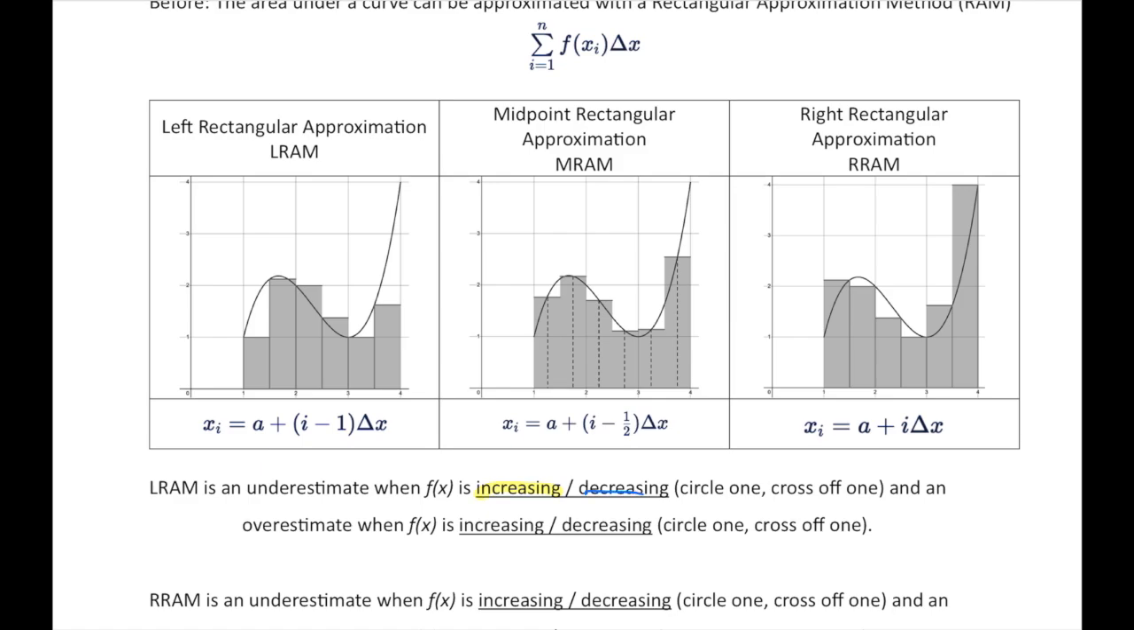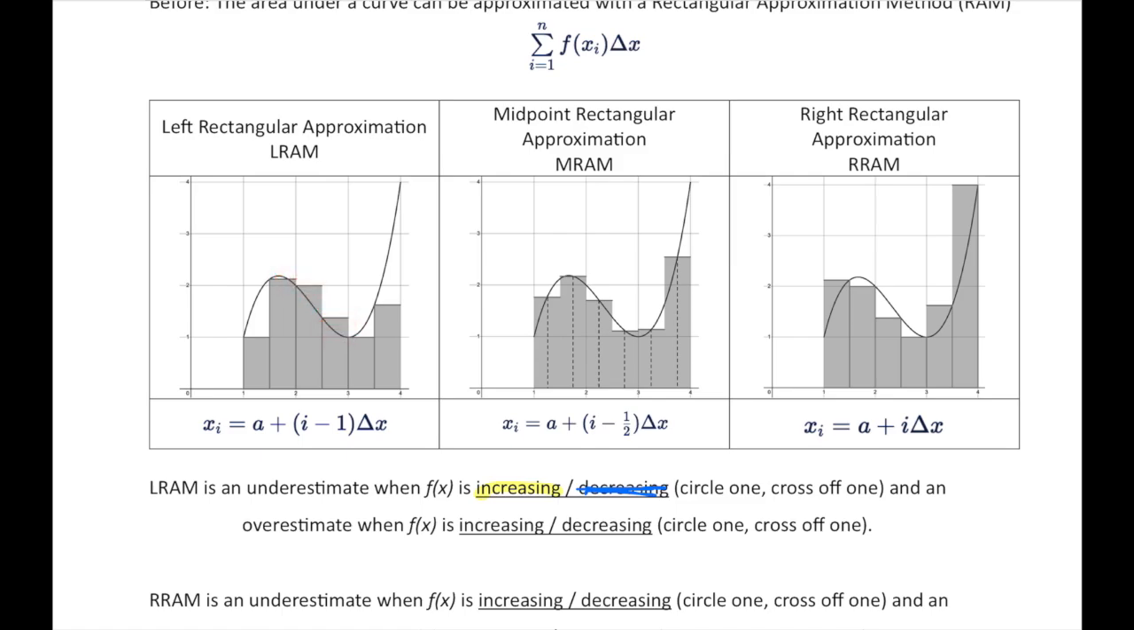We can get rid of decreasing. So make a note to yourself, draw that in. And the opposite is going to be true for an overestimate. We can see on our curve that when our function is decreasing, all of our left approximations are going to be greater.